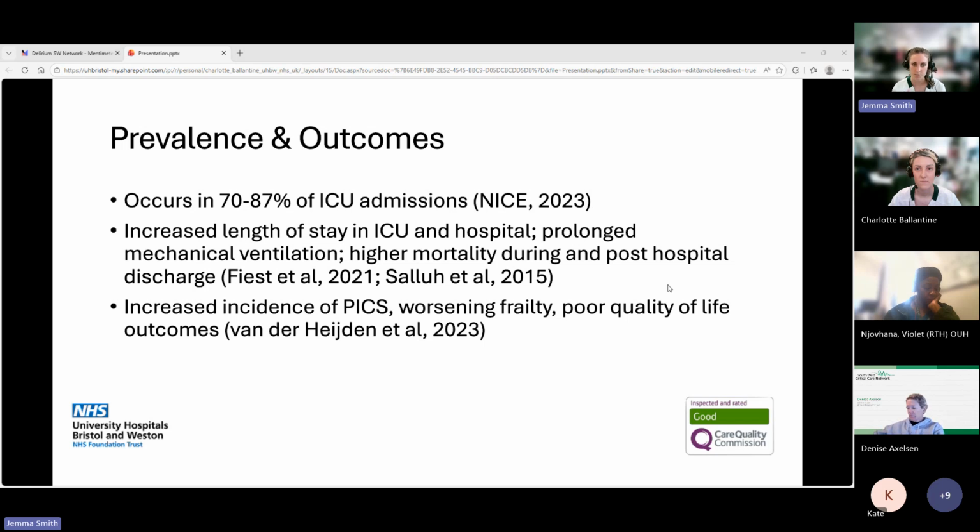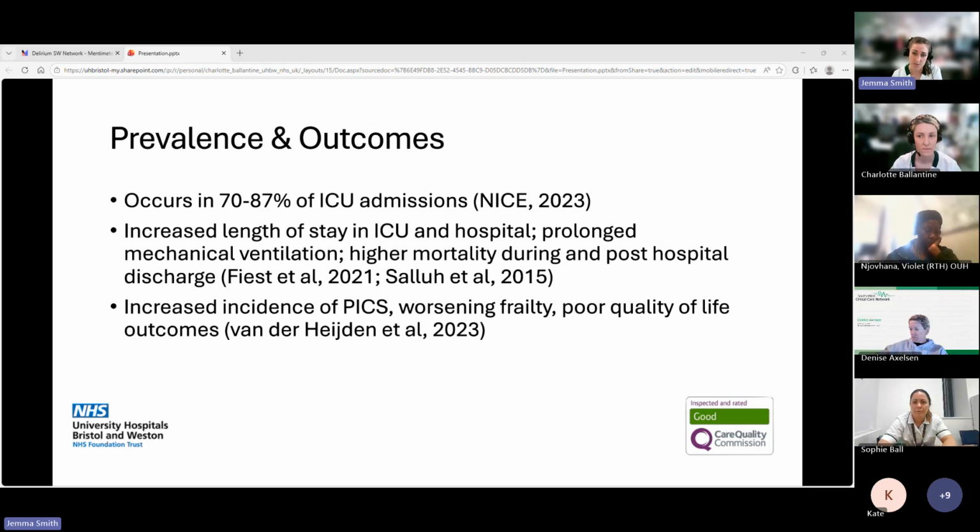It can lead to prolonged mechanical ventilation if their neurology is impacting their ability to wean potentially, or their neurological assessment at the point that we're thinking about extubation. And unfortunately, delirium has got higher mortality rates both during hospital admission and after discharge into the community.